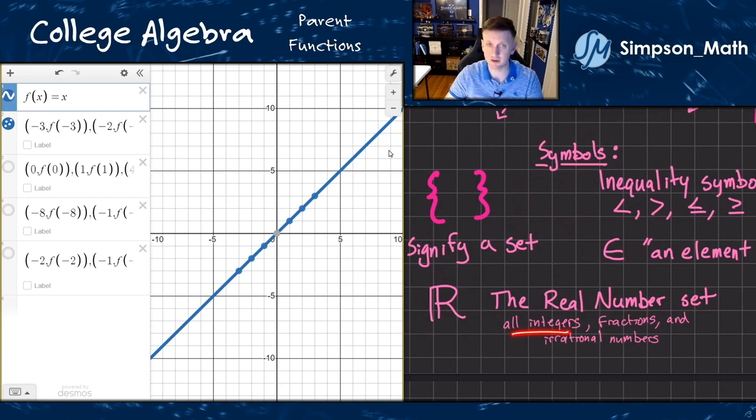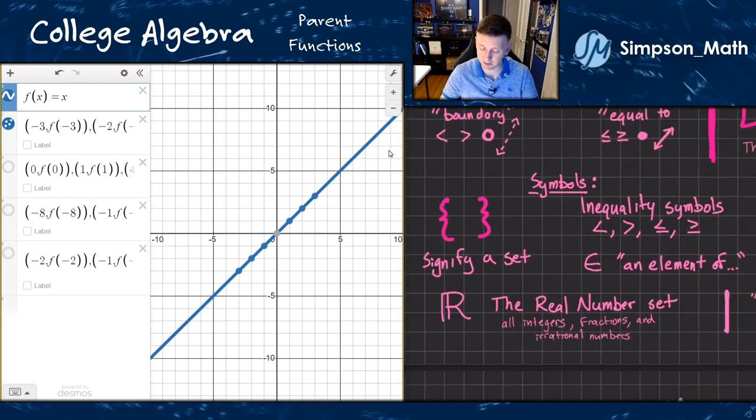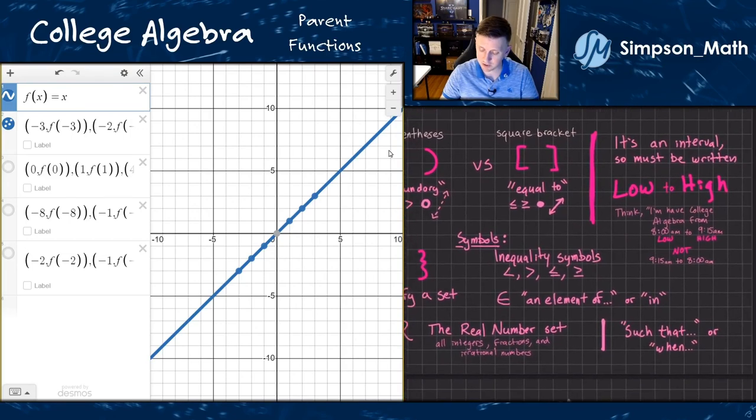So all integers, and integers are whole numbers and natural numbers, positive and negatives, and then fractions, and then all the irrational numbers. Irrationals are all those that can't be written as a fraction. So all those numbers that are real. So what we're saying up here, oh, sorry, one more.